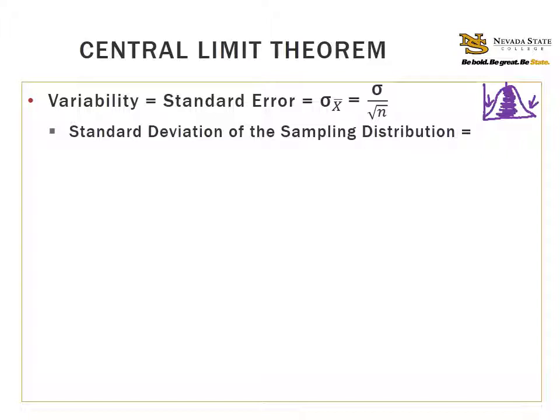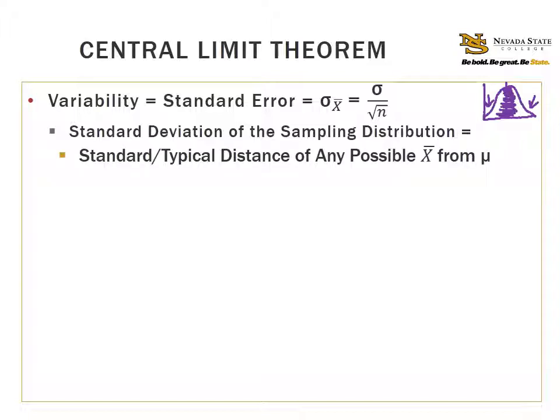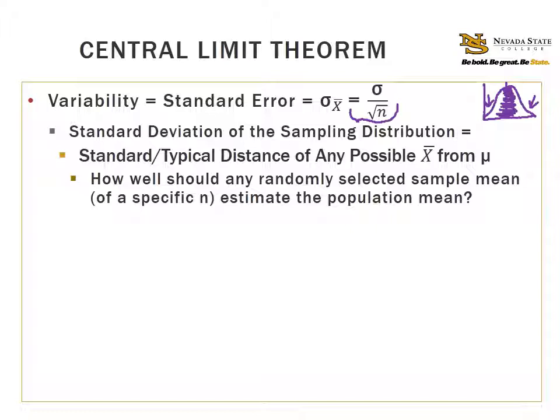So again, the standard error tells you the difference to expect between the mean of any given sample of a specific sample size and the population mean just due to chance. And it is a very important concept for the sampling distribution. So just to recap, it's the typical distance of any possible sample mean from the population mean. And there's a simple formula for computing it right here, assuming you have the population standard deviation given to you. And what this really tells you is how well any randomly selected sample mean of a specific sample size should estimate the population mean. How much error do you expect in what you're trying to measure in the population based on a sample?